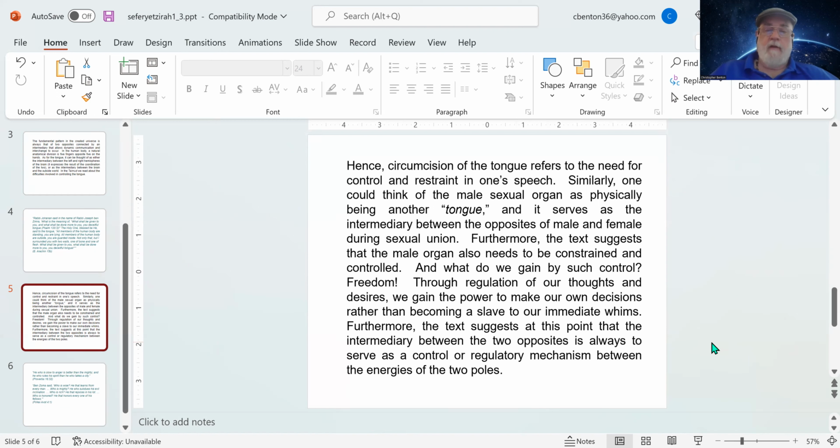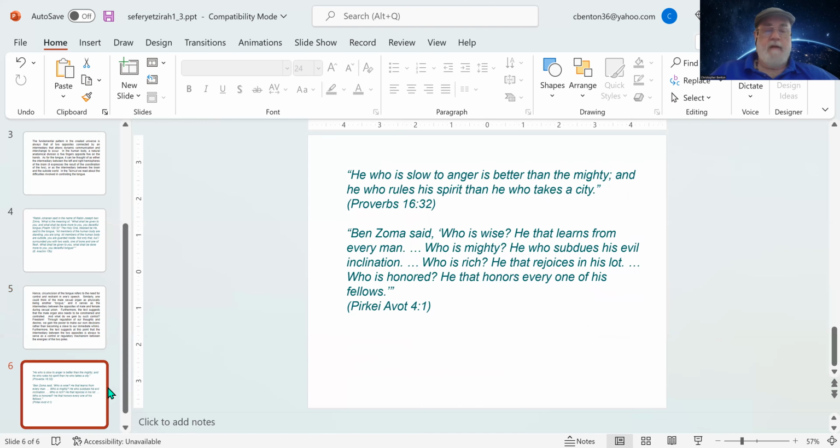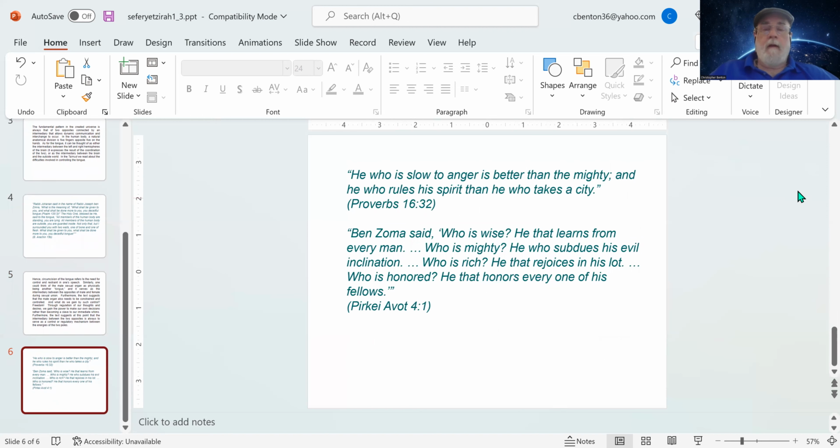It gives us the power to say, no, I'm not going to do this. I'm going to do something else. It gives us the freedom to make our own choices rather than just being buffeted about by whatever the strong currents we find ourselves in. And so this intermediary, it serves not only to allow communication between the opposites, it also is an avenue through which we can control those opposite poles within us. And let me end with this final slide here, which says something about control.